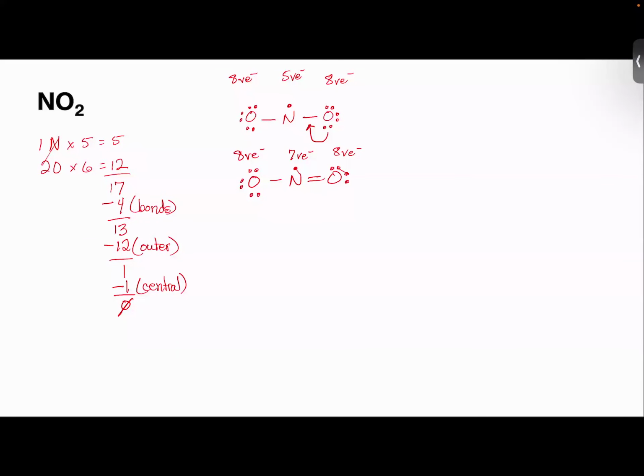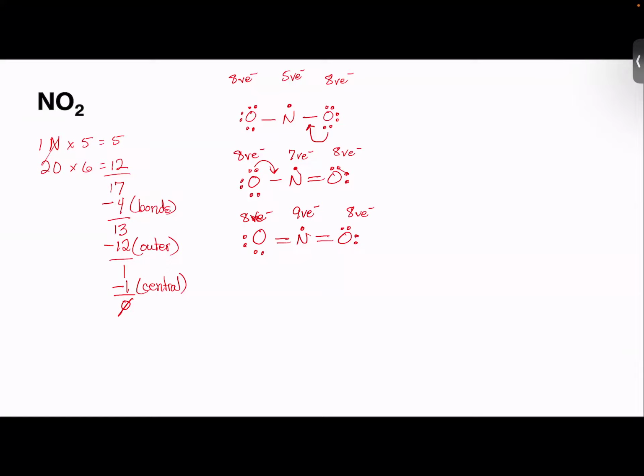Now, it is tempting to say, okay, not everybody has an octet, so I'm going to share another pair of electrons, and because chemistry likes symmetry, I'm going to share it from the left-hand side. And we go through this process, and we would see this is the structure that emerged, and our oxygens still have their octet because they still have 8 valence electrons. And now our nitrogen has an octet, a minimum of an octet, because it has 9 valence electrons.